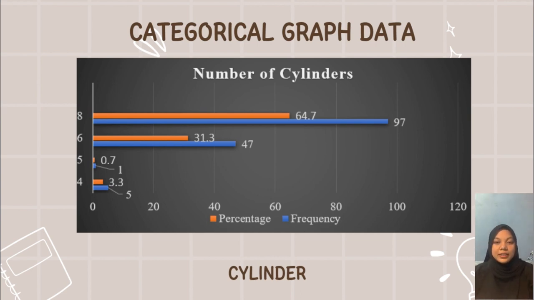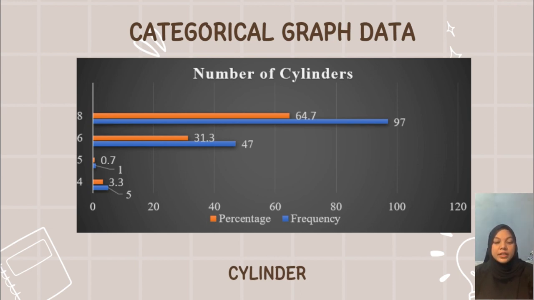For the cylinders, the number of cylinders 8 has 97 frequency with the percentage of 64.7, which is the highest, while the number of cylinders 5 is the least with only 1 frequency or 0.7%.